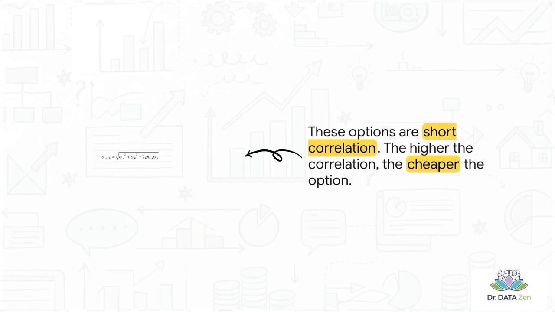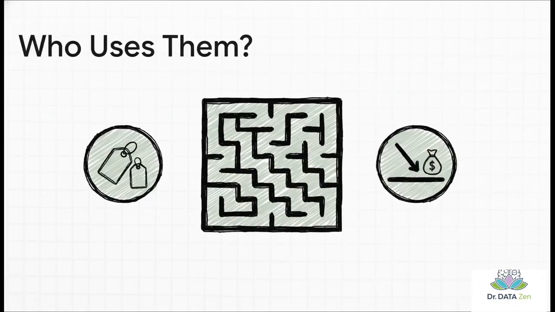But if they tend to move independently, there's a much higher chance of a big gap in their performance, and that makes the option more expensive. Makes sense, right? According to the source, the main people using these are hedge funds. And why do they love them so much? Well, there are two big reasons.